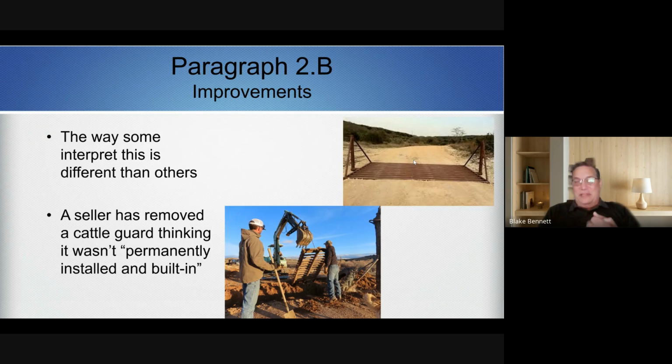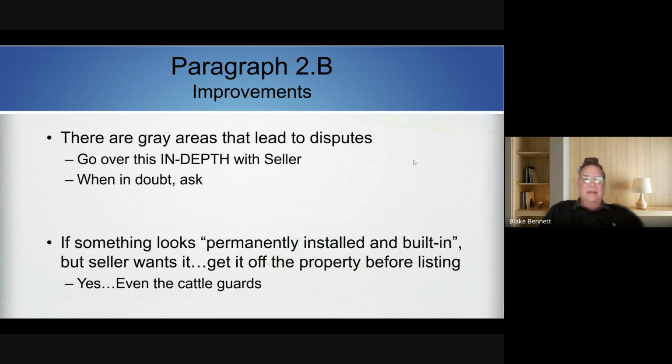And we can probably say the intentions were for it to be permanent. It wasn't going to move, but then the seller decided to sell the property and now they want them. Cattle guards are permanently installed. But don't assume anything when it comes to sellers or even buyers. If you have a question, ask. There's gray areas. Go over these in depth with your seller. When you're in doubt, make sure you ask.